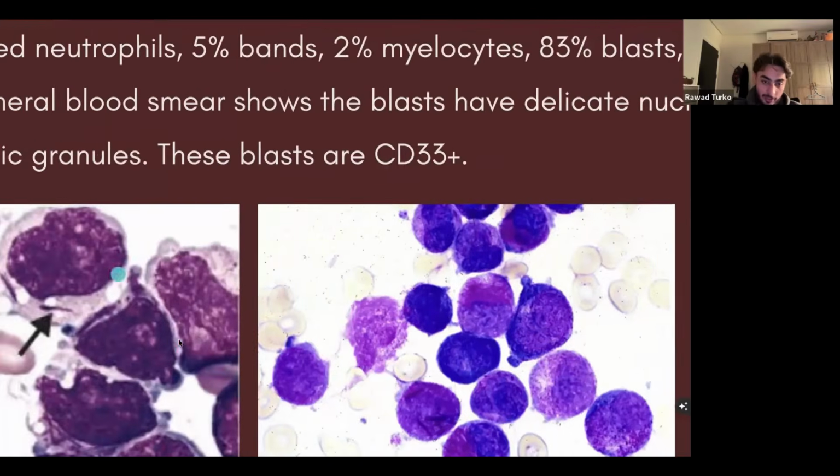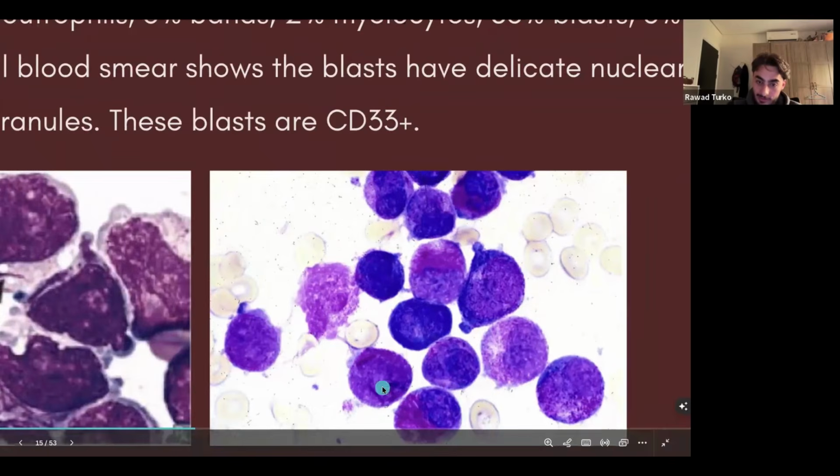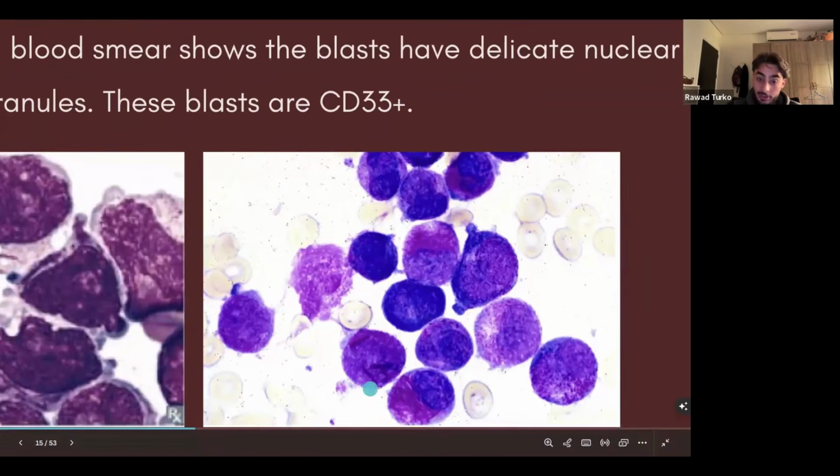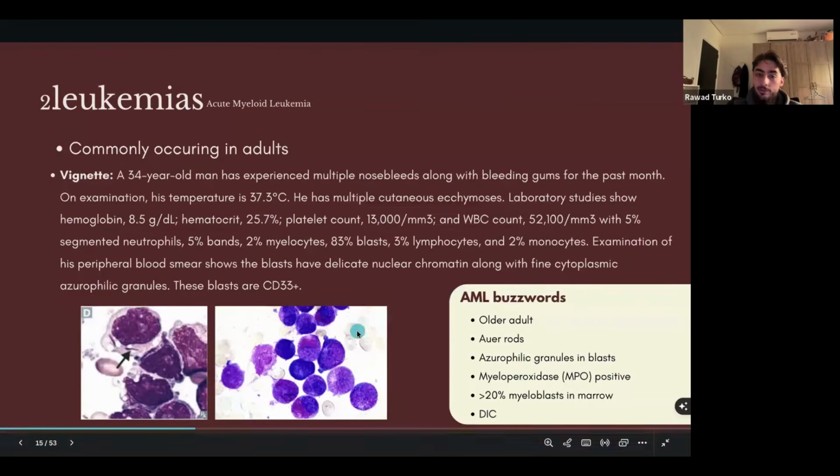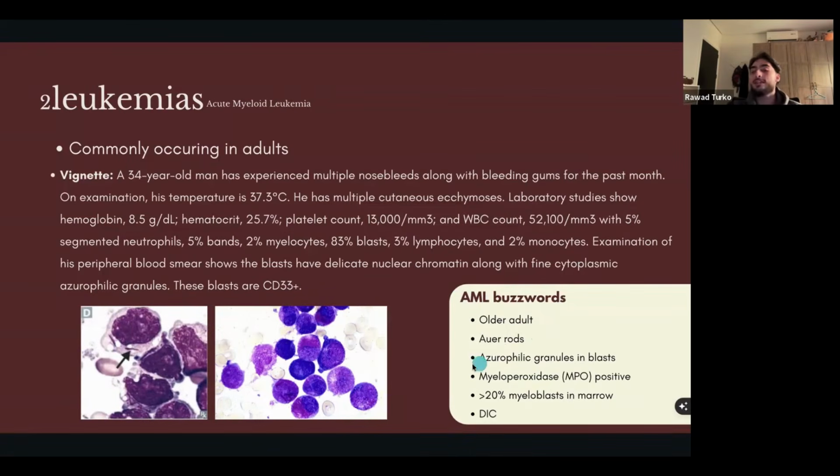You'll see them here more clearly, but you can't see them here. See, here's one Auer rod. There's a bunch of Auer rods in here. And here are some buzzwords. You'll get an older adult. They might say Auer rods or they might say eosinophilic granules in blasts. They might say MPO positive, so they don't necessarily have to say Auer rods. If they say myeloperoxidase positive, that means that there are Auer rods in here. Okay, over 20% myeloblasts and DIC.